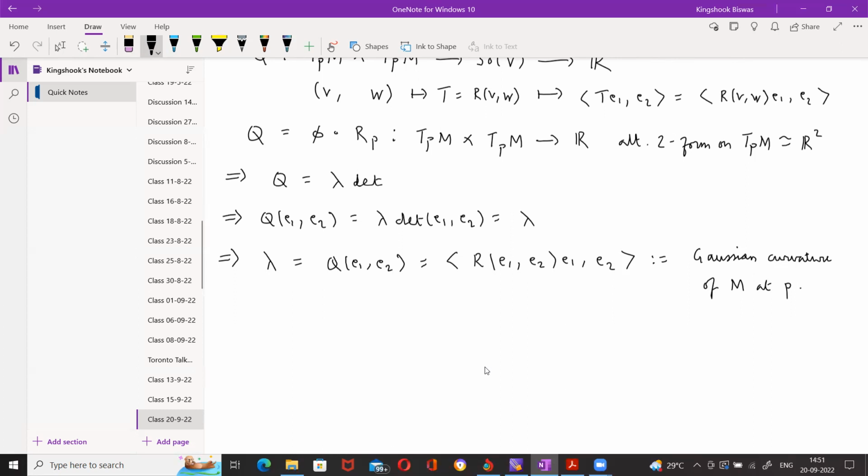In other words, if I call this K sub P, then this Q is a two form. This Q is equal to K into d vol, the volume element of the Riemannian manifold, where K is a function from M to R. This is the Gaussian curvature. Does this make sense? Yes, because Q is lambda times the determinant. The determinant gives the volume form; it's one on every positively oriented orthonormal basis.